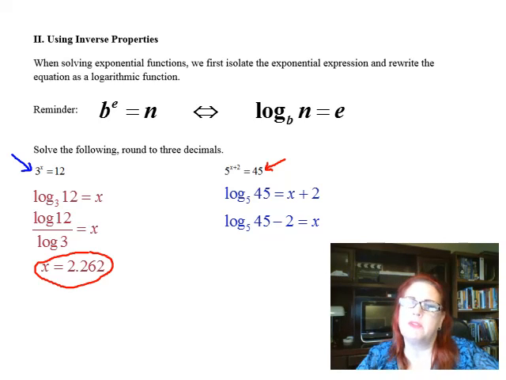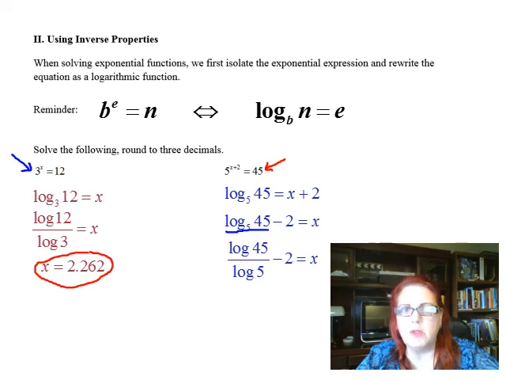Now x is all by itself. We're ready to do some calculations, except that we don't have a log base 5 on our calculator. Once again, we're going to do a change of base, but the change of base only applies to this part. It does not include the negative 2. So it's going to be log 45 divided by log 5. So we're going to grab our calculators and do log 45 and your parentheses, divide log 5, close those parentheses again, and then subtract 2.